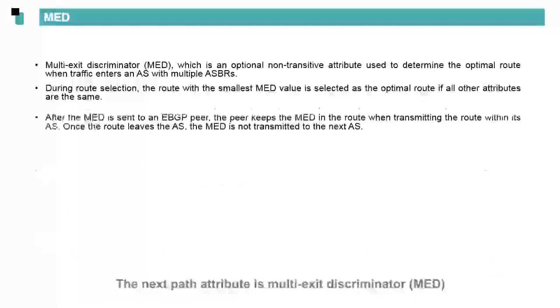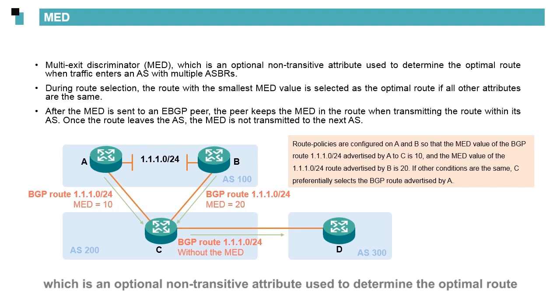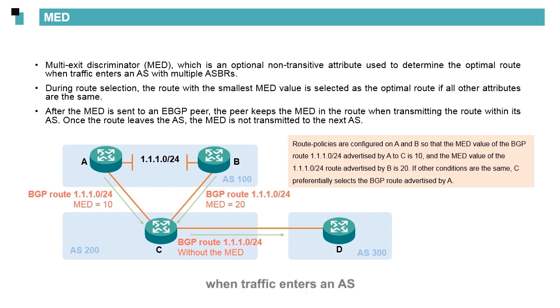The next path attribute is multi-exit discriminator, MED, which is an optional non-transitive attribute used to determine the optimal route when traffic enters an AS. During route selection, the route with the smallest MED value is selected as the optimal route, if all other attributes are the same.